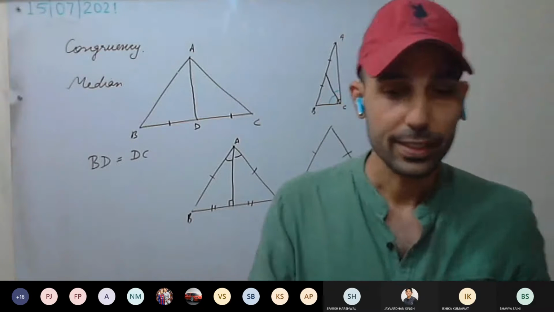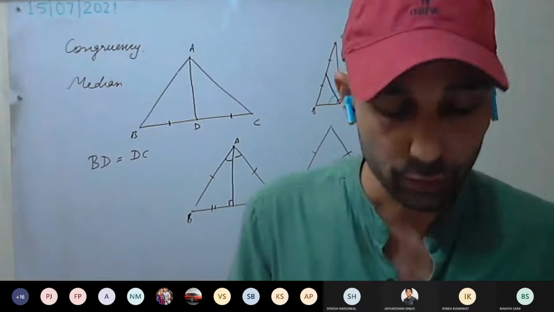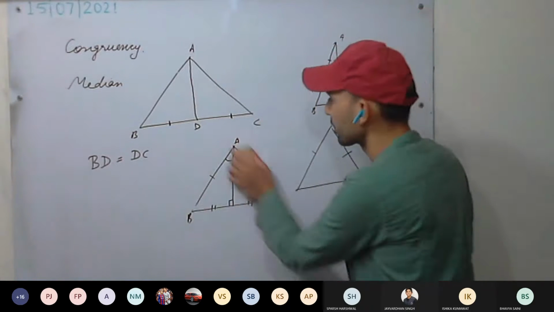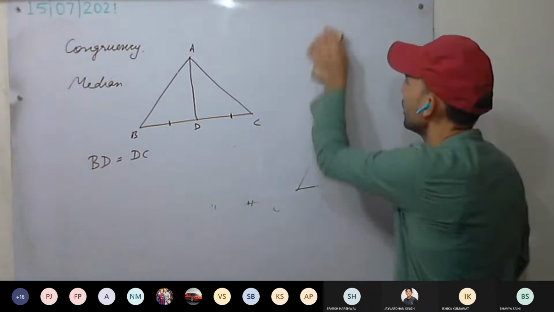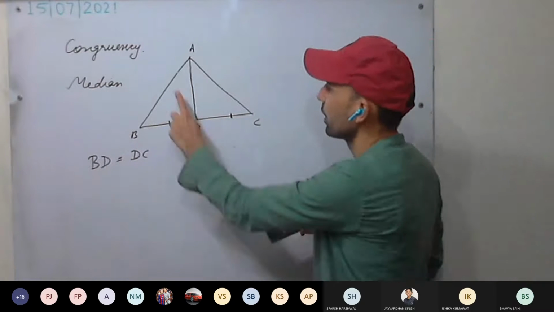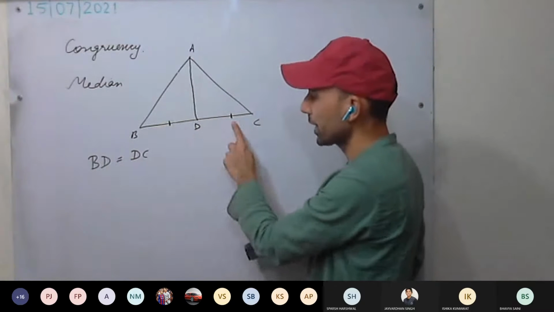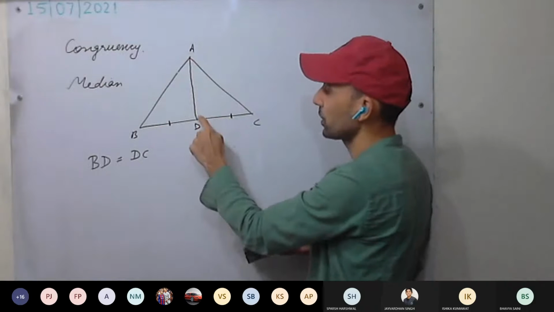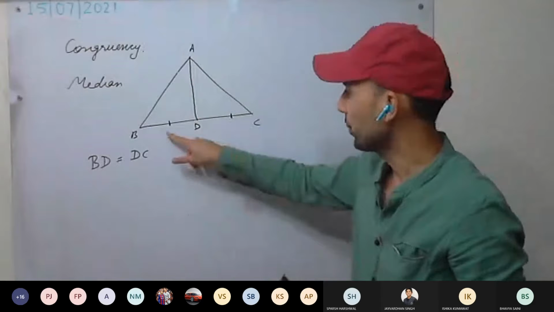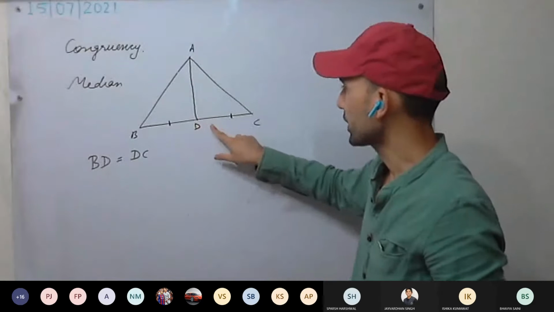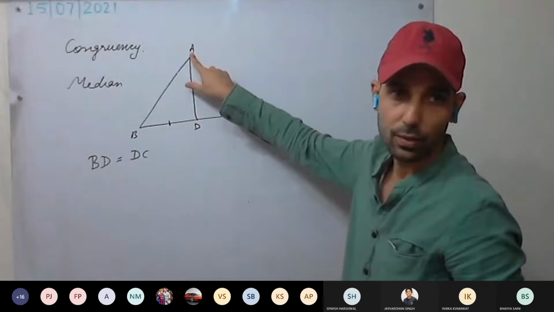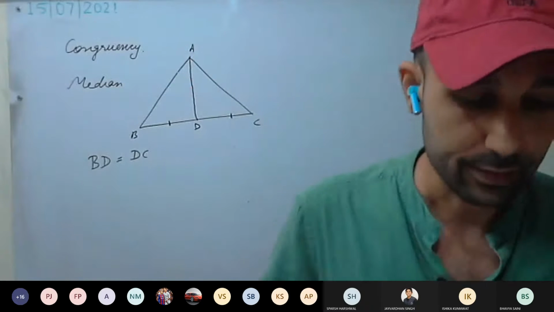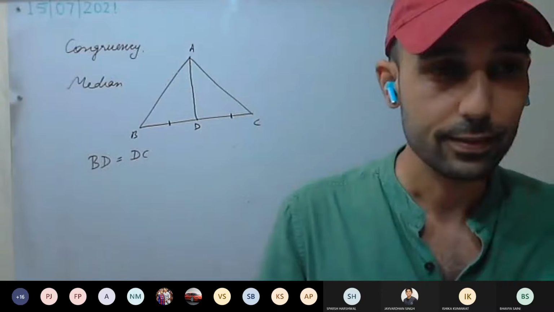Okay, a median may bisect, may not bisect. What you all have to remember about the median is this: we take the opposite side, take the midpoint of that, and join it to the opposite vertex. Join the midpoint of the opposite side to the vertex. That is the median. Okay, this is clear.